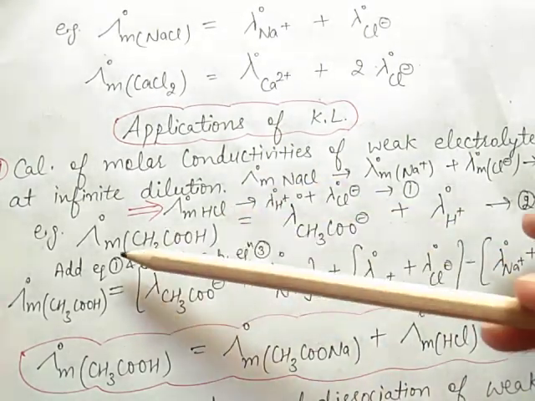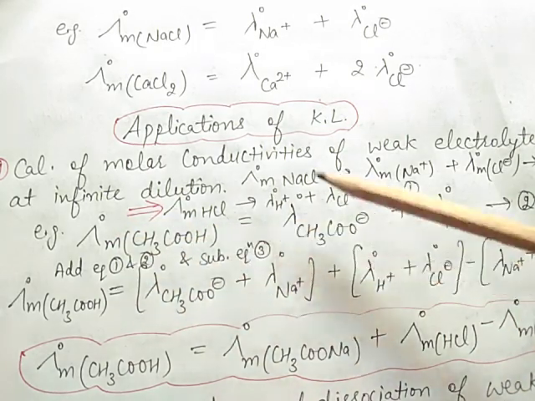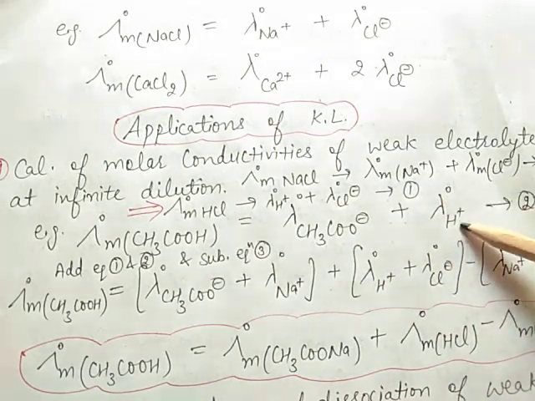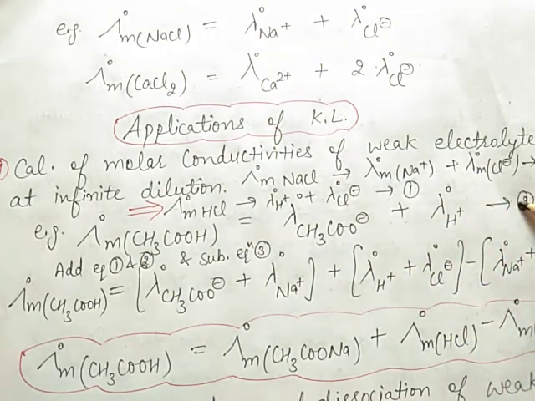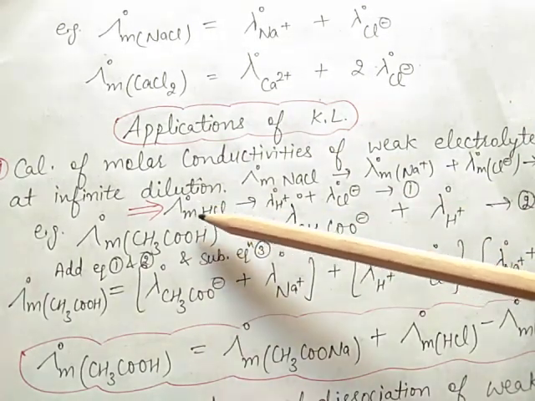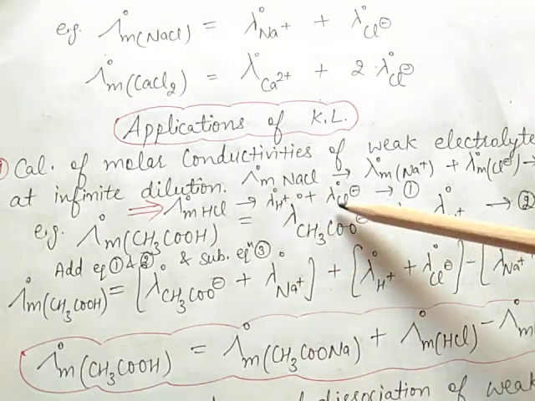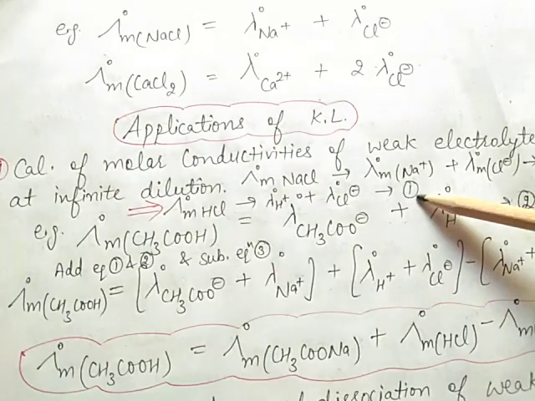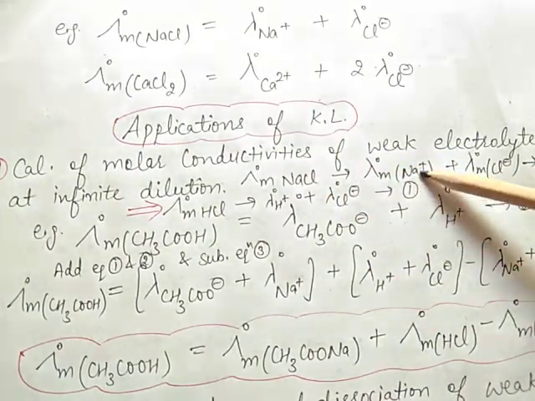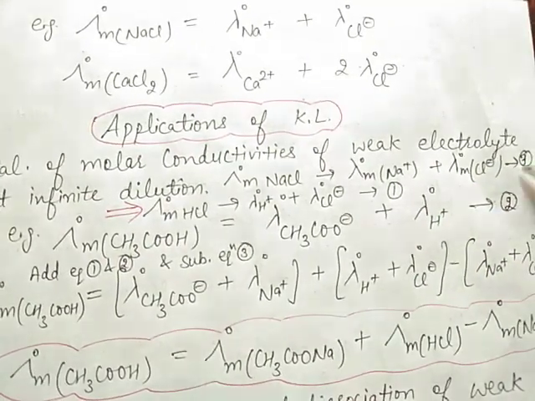First of all, it dissociates into ions. Limiting molar conductivity of acetic acid is equal to lambda naught CH3COO negative plus lambda naught H positive. This is equation number 2. The first equation is lambda naught HCl, that is lambda naught H plus lambda naught Cl negative, equation number 1. NaCl also dissociates into Na positive and Cl negative. It is equation number 3.